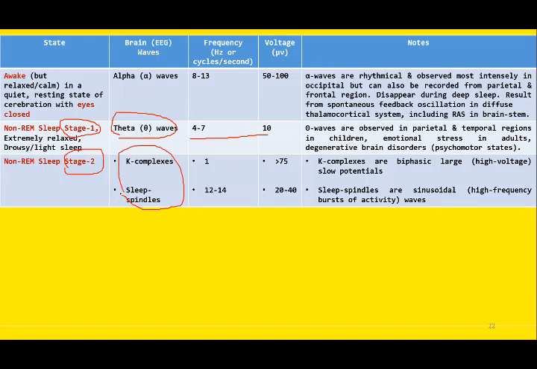Sleep spindles are sinusoidal waves. These are high frequency bursts of activity. The voltage is low, remember, but the frequency is high. Low voltage, high frequency bursts of activity. And this is usually followed by a low frequency, high voltage curve known as the K complex. So the frequency is low, the amplitude is very high. Remember, the amplitude is almost close to 100 microvolts.